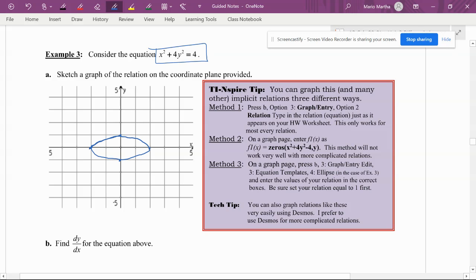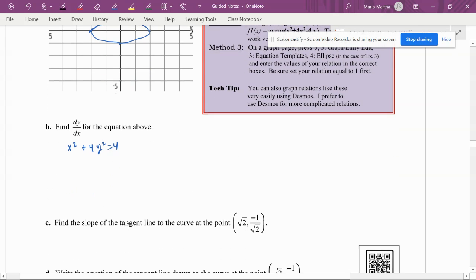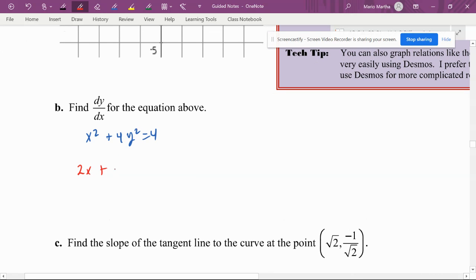All right. And now it says find dy dx for the equation above. So again, let's rewrite it. We have x squared plus 4y squared equals positive 4. So again, we take the derivative, and then we have 2x plus, if you take the derivative of 4y squared, you're going to end up with 4 times 2, which is 8y times dy dx equals the derivative of 4, which is 0.